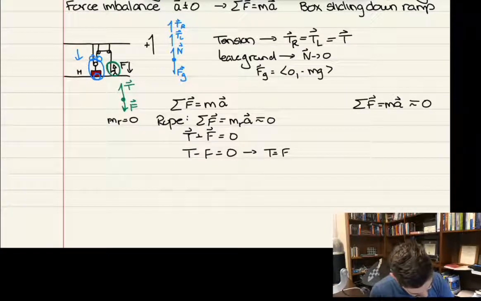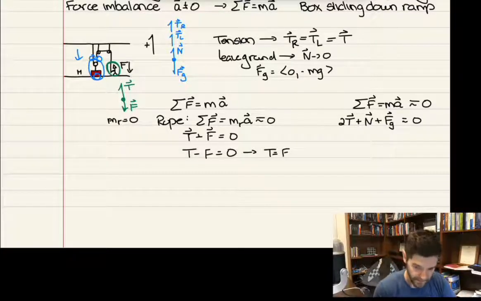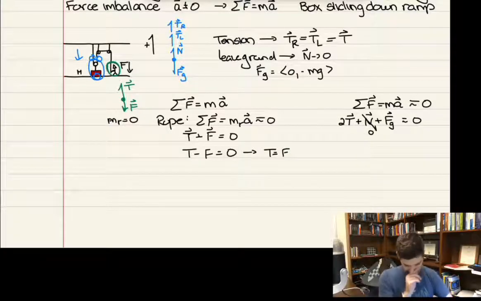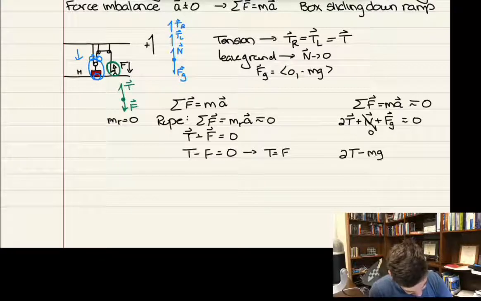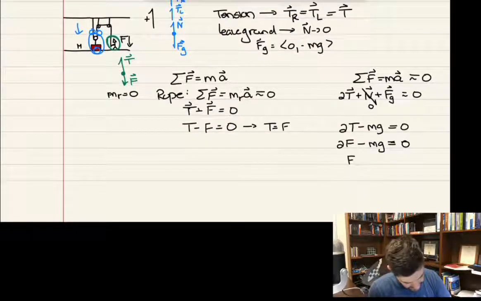We wrote down that this is 2t plus, there's the normal force, which actually is 0, and then gravity. Those were the 3 forces, correct? Yes. Yeah, and there were 2 tensions, which is why I wrote 2t. And then by leaving the surface, we said this is 0. So then 2t minus mg equals 0. But t was the same as f, so 2f minus mg equals 0. Or f equals mg over 2.